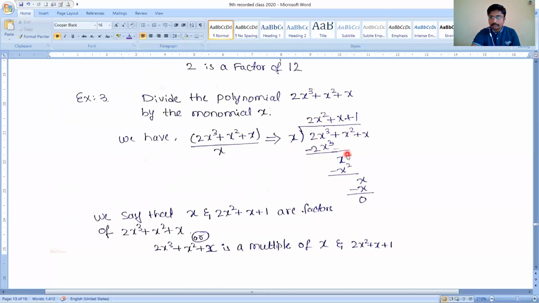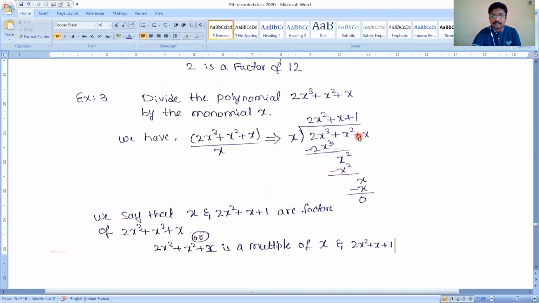Next, take down the term x square. x square divided by the divisor x gives the second term of the quotient, plus x. Next subtract it: x square minus x square is 0. Next take down x here. x divided by x will be plus 1, therefore 1 into x is again x. Subtract it, minus x, and we get 0. Therefore the remainder is 0, so x and 2x square plus 1 are the factors of 2x cube plus x square plus x.